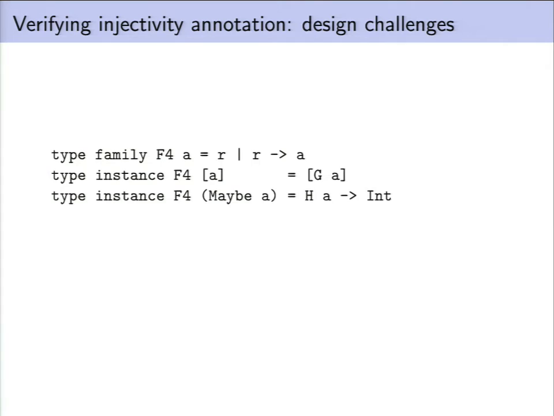And so here we see a situation where the outer structure of the right-hand sides is different. And therefore, we can actually accept F4 as injective if G and H are also injective. And if any of them is not injective, then we have to reject the definition.